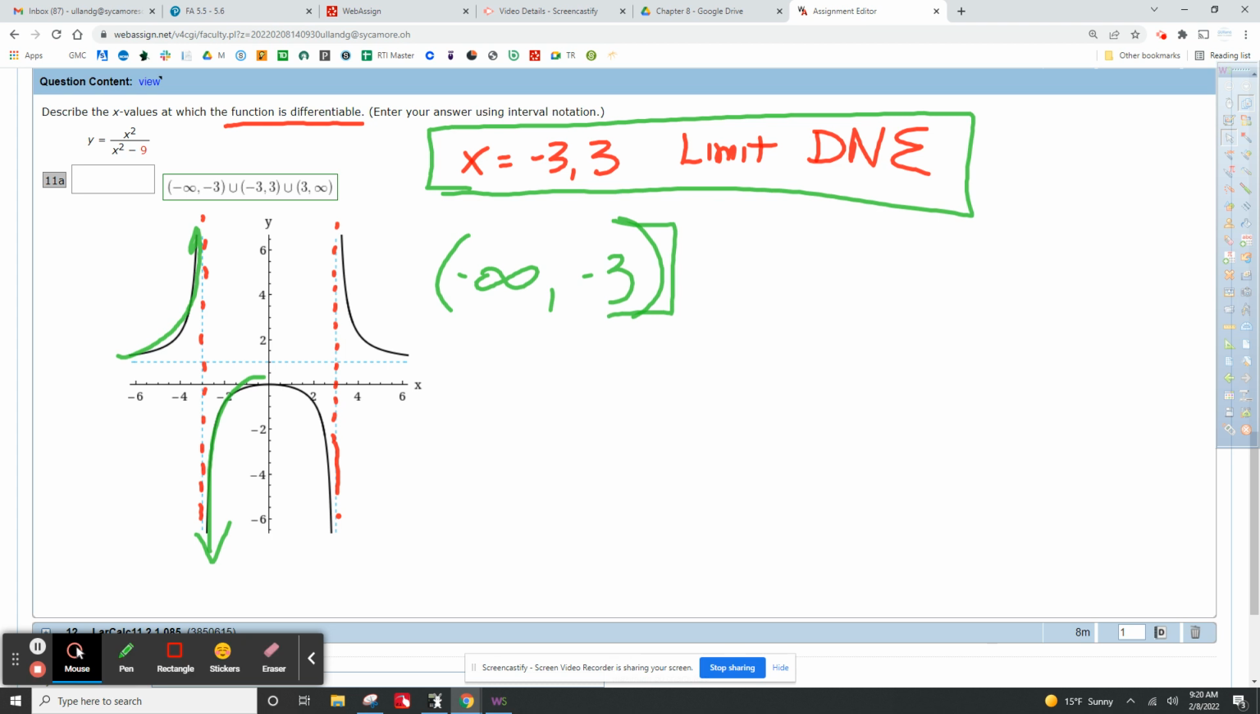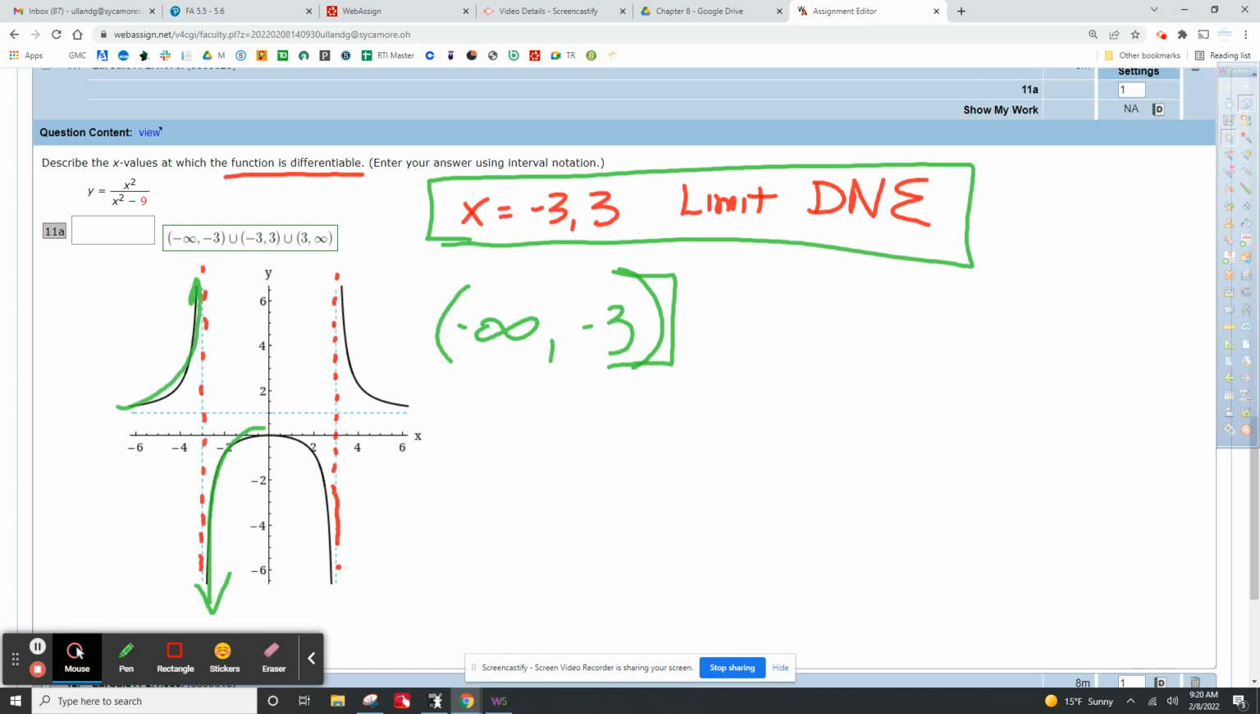Okay, well, I don't have an undo on this, do I? No big deal. Oh no, eraser.